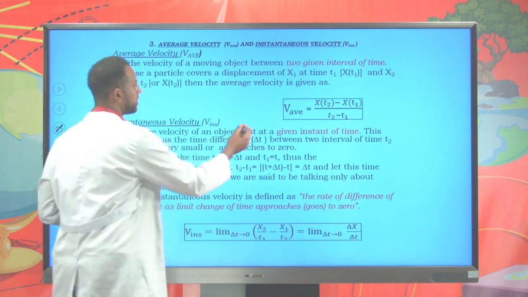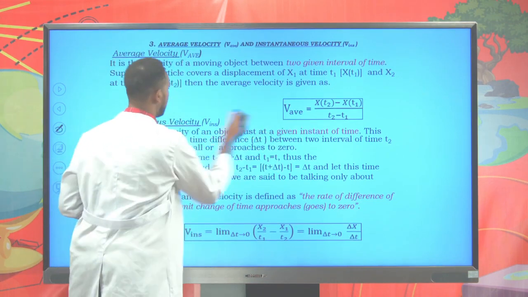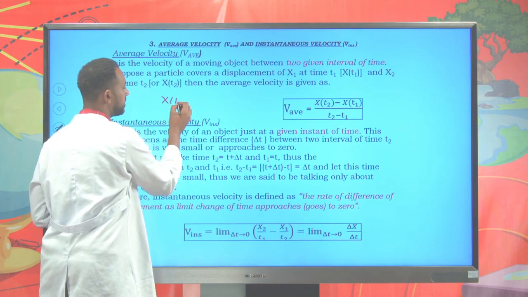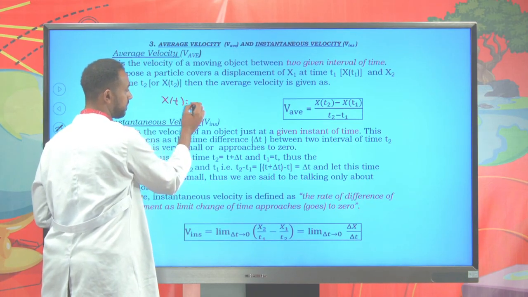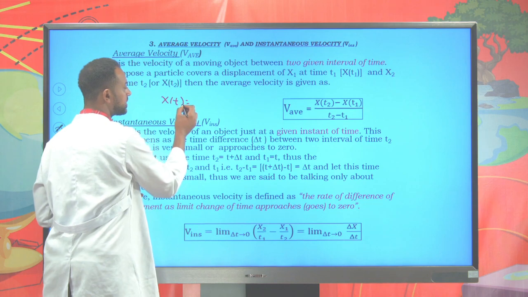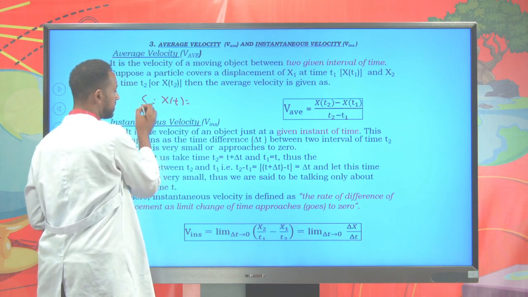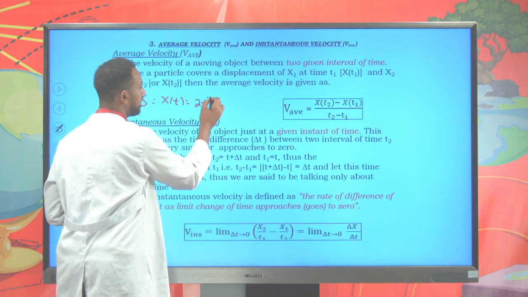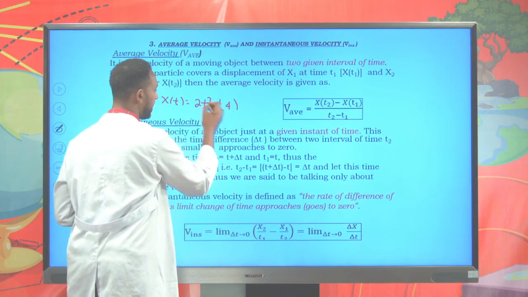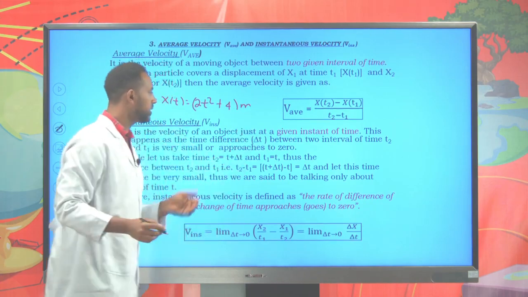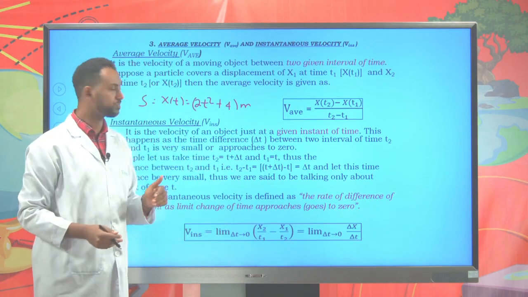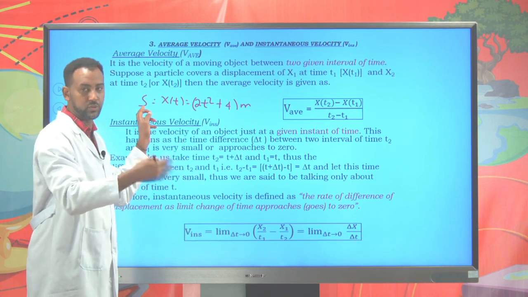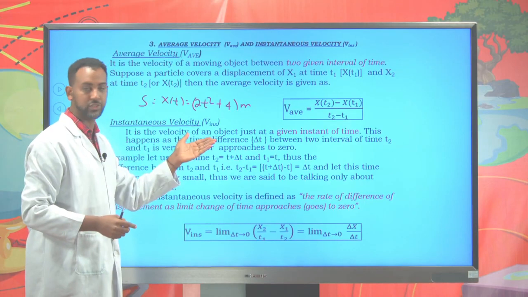Suppose we are given a displacement that is dependent on time t. Let's say that x, or you can say s, that is displacement, as a function of time t is 2t squared plus 4 using meter. So, as time varies, the displacement of the moving object or the particle also changes.